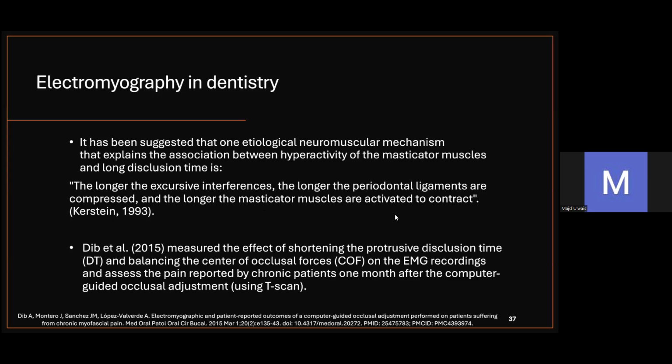Based on this finding, Depp and his colleagues in 2015 measured the effect of shortening the protrusive disclusion time and balancing the center of occlusal forces on electromyographic recordings. Also, for assessing the pain reported by chronic patients 1 month after computer-guided occlusal adjustment using T-scan. In other words, they combined the use of T-scan for adjustment with the electromyographic analysis to remove these interferences.